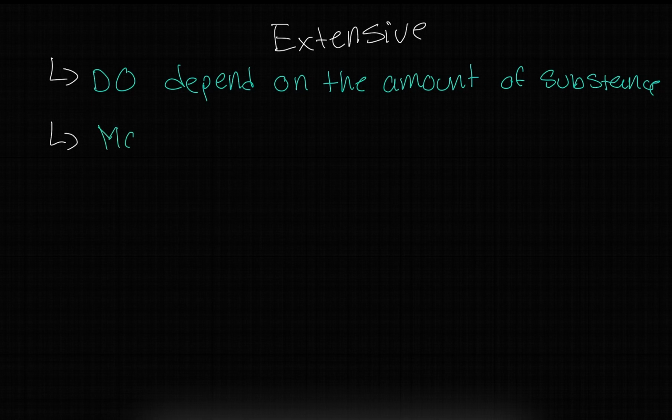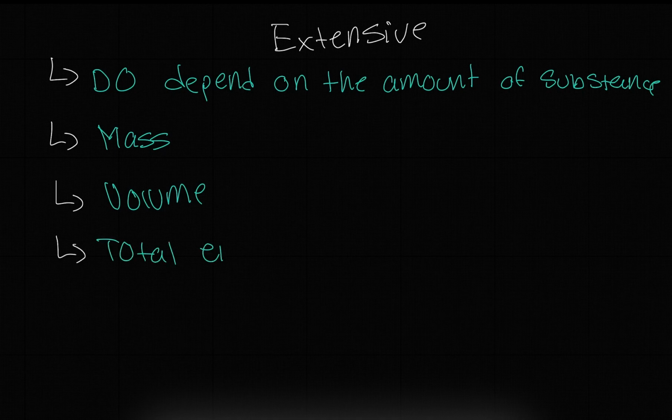So, what are some examples? Mass. The mass will obviously increase the more of the substance you have, right? Volume. You have more volume, the more substance you have. And less volume, the less substance you have. And we have total energy. So, here's a quick trick. Think of the word extensive as expands. These properties grow or shrink depending on the size of the sample. So it expands the more of the sample that you have.